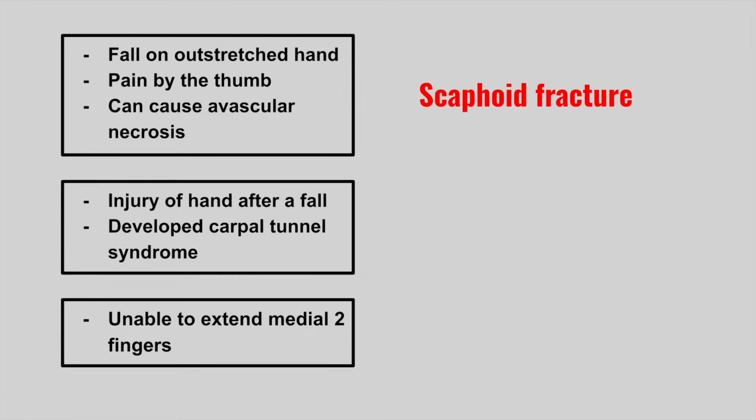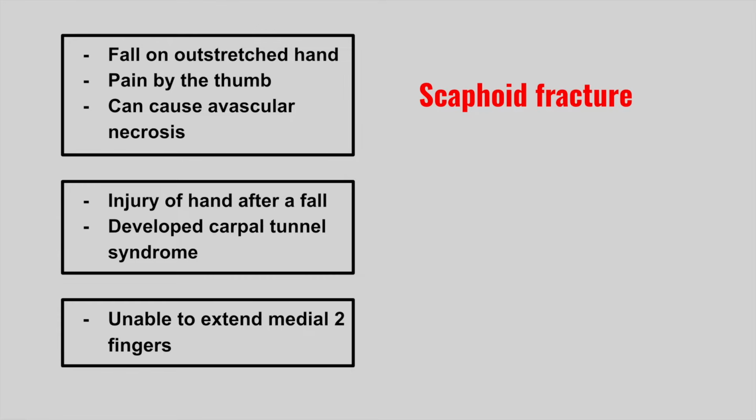And remember, the thumb side of the hand is called the thenar side. And another important thing is that the pain in this region by the thumb is called the anatomic snuff box. And we often have pain in this area when the scaphoid is fractured.